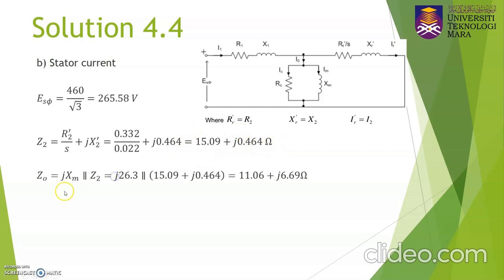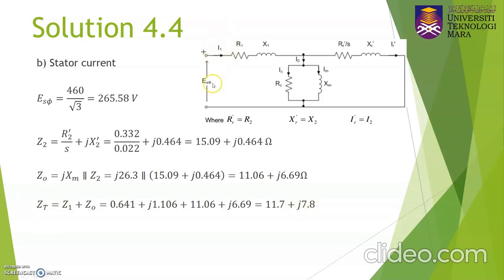Then this value will be parallel to the XM. Since the question doesn't give you the value of RC, RC is considered negligible, but you have XM. So in this case, XM will be parallel to the Z2. You just use your calculator to get the solution of the parallel operation. Then you get the Z naught, the combination of this and this, equal to 11.06 plus J 6.69 ohm. Finally, the Z total will be R1 plus JX1 plus the Z naught. So the Z total is 11.7 plus J 7.8. Once you have the Z total, then only you can find the I1.